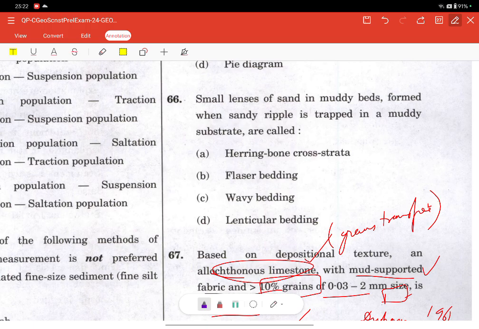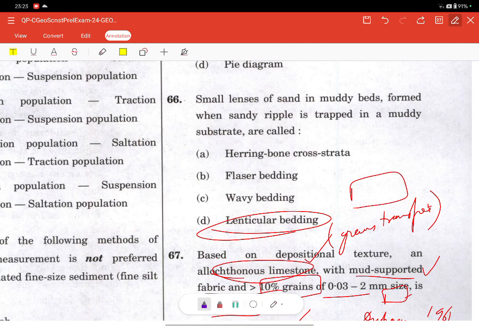Small lenses of sand in muddy beds, formed when sandy ripples are trapped in the muddy substrate, are called what? They are called lenticular bedding. Lenticular bedding occurs in mud-dominated delta or tidal environments, and the sand occurs as isolated lenses within the mud. It forms when sand ripples are preserved as lenses during a brief high-energy phase, then get buried by the mud. Flaser bedding is sand-dominated with mud drapes, wavy bedding is equal sand and mud, and lenticular is mud-dominated.